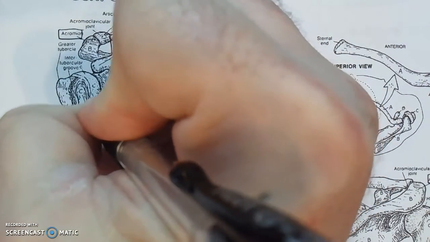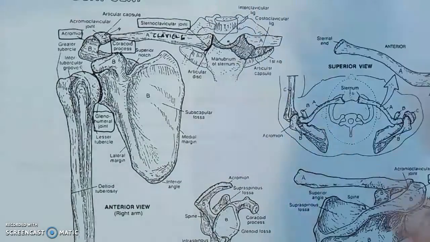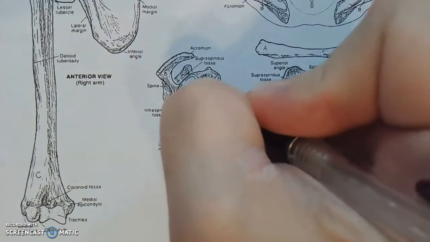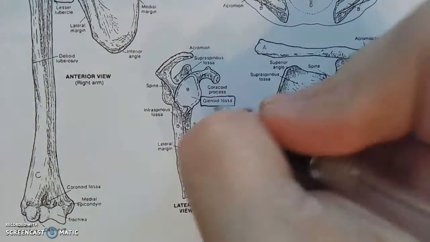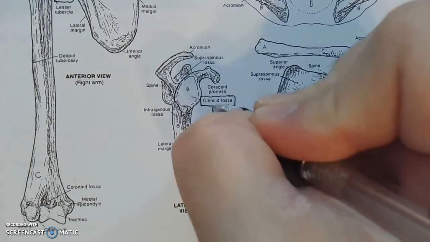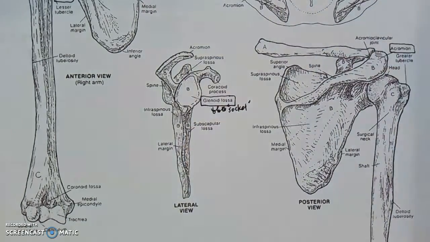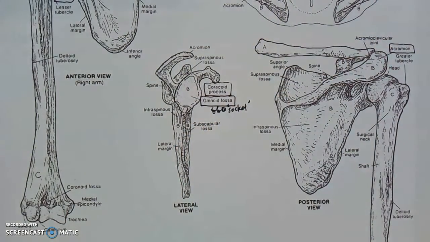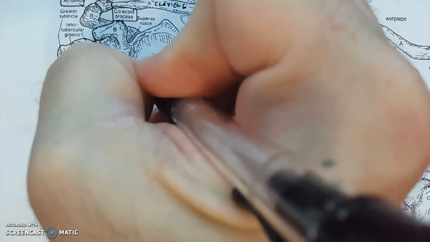Here is the glenohumeral joint. So it is this area right here. And we said that was a ball and socket. So the glenoid fossa right here in this lateral view is going to be the socket for the ball and socket joint. Here you can see a different view of the coracoid process. So here is our scapula.